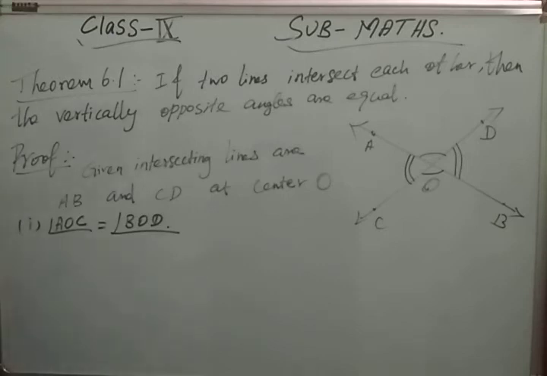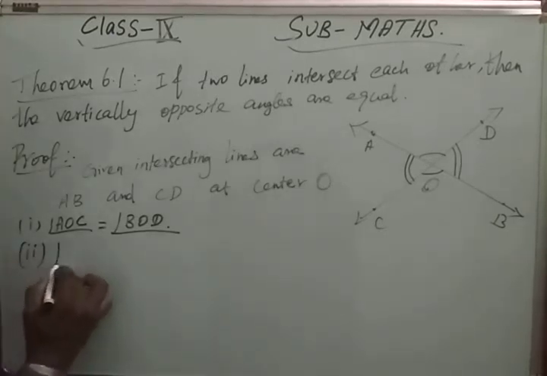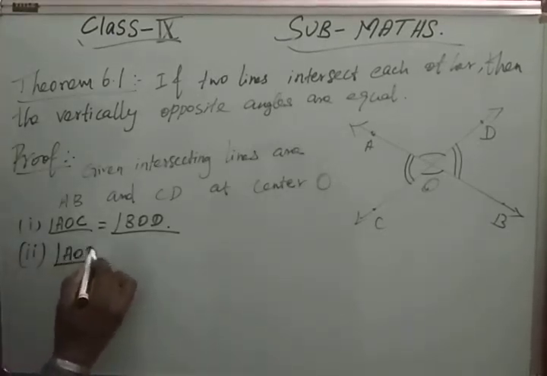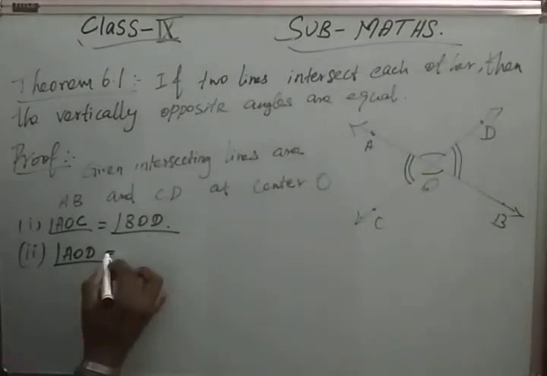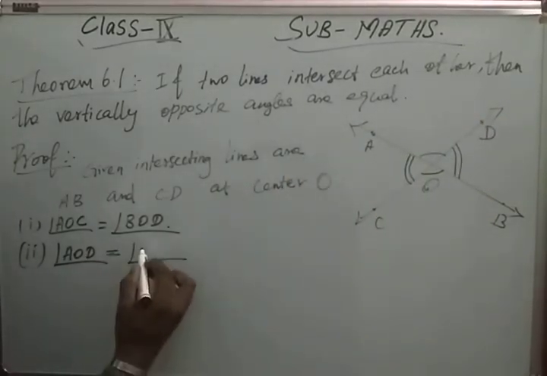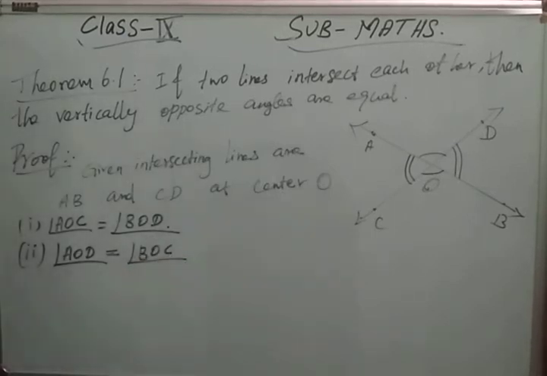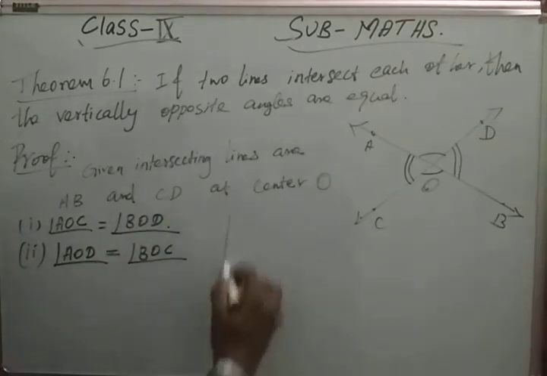The same way, we need to prove the second one also. What is the second one? Angle AOD is equal to angle BOC. We have taken the two points: angle AOC is equal to angle BOD, and angle AOD is equal to angle BOC. That we need to prove. So let me continue here and complete it.